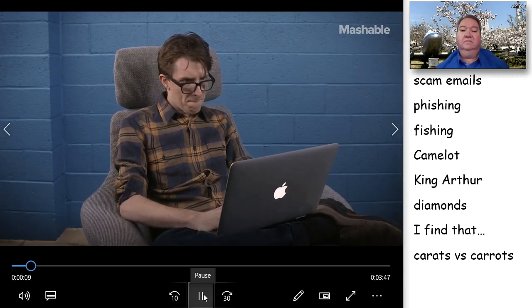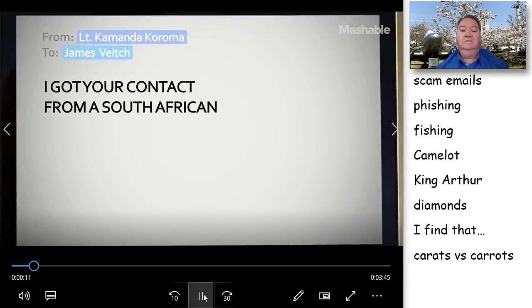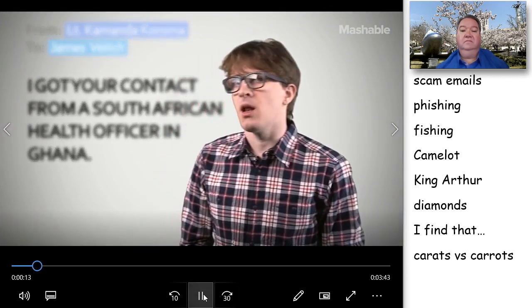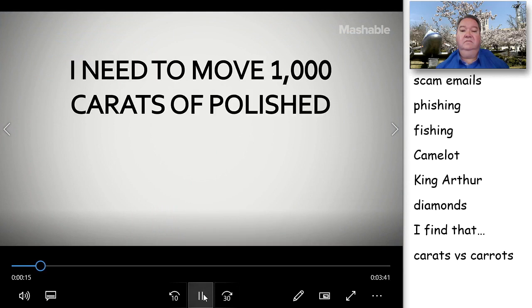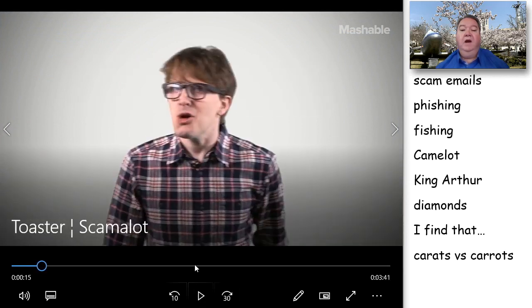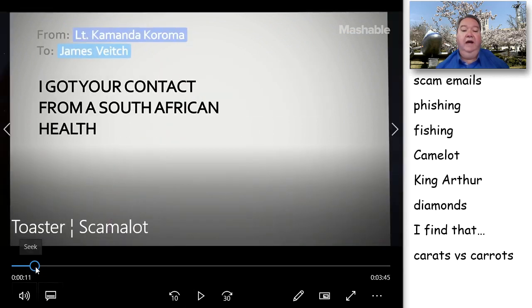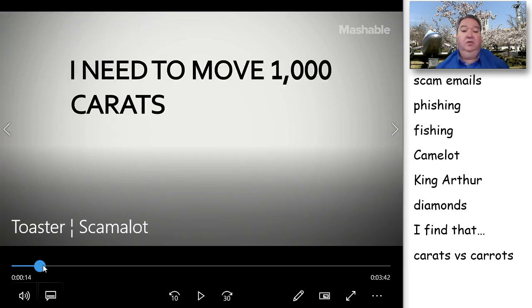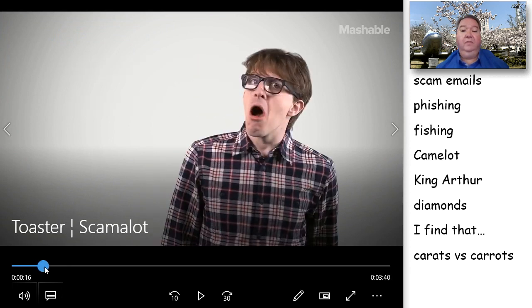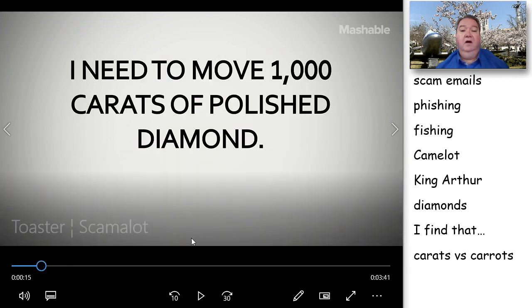I got your contact from a South African health officer in Ghana. I find that unlikely. I need to move 1,000 carats of polished diamond. I need to move, I need to transport, I need to do something with 1,000 carats of polished diamond. Now what is a carat here?